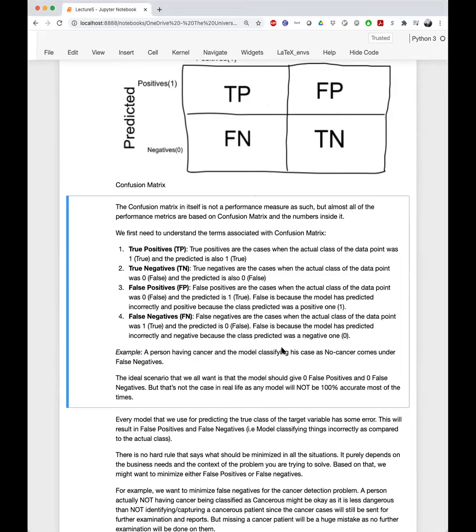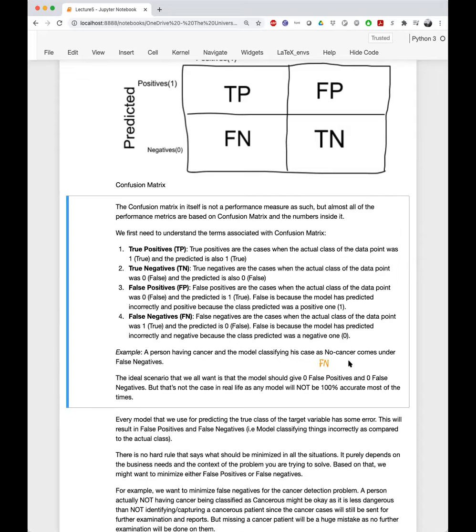Again, the model classifies his case as no cancer, so it's negative. So the last letter should be negative. Did the model predict this case correctly? The person actually has cancer, but the model classified him as no cancer, so it's a false negative. The model didn't predict this case correctly, so it's a false negative.